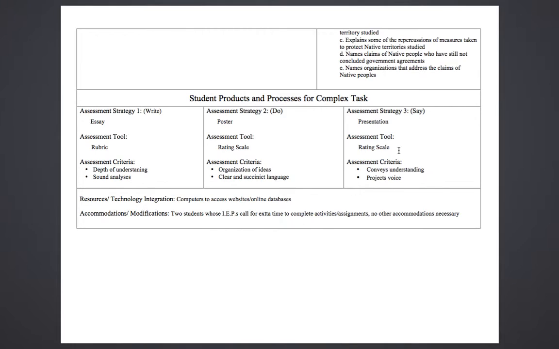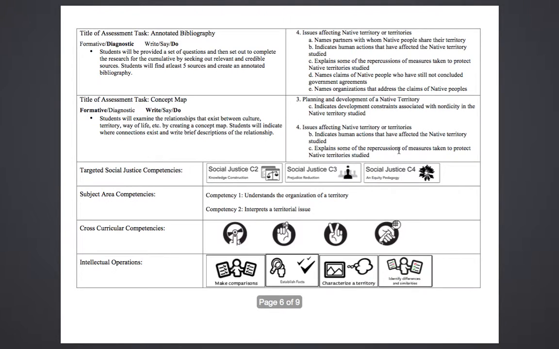I'll quickly go up and I'll show you. So these 4 sections here aren't normally on the Cooper model, but I included them just to make it more relevant to what we've been talking about in class. And I'll quickly go over that and how I feel that this unit relates to these competencies and why I picked them. So as for the social justice competencies, I picked competency 2, knowledge construction, competency 3, prejudice reduction, and competency 4, equity pedagogy.